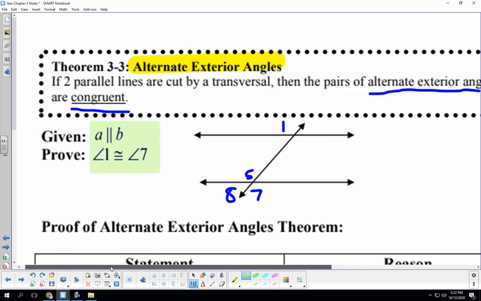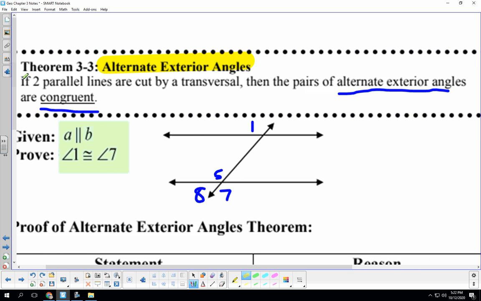It gets all crazy. Okay, so the conditional statement says if two parallel lines are cut by a transversal, we should be used to that statement by now, then the pairs of alternate exterior angles are congruent. Alternate exterior angles congruent means the angles that are in the bun region of the hamburger, one on the left, one on the right. So like 1 and 7.